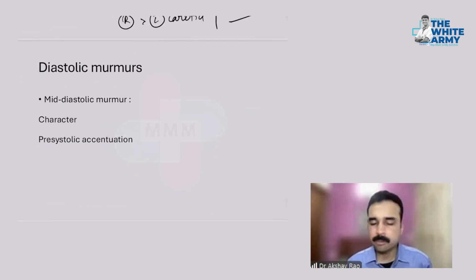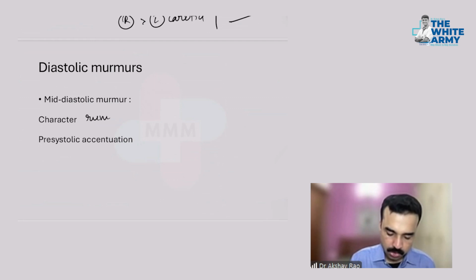Diastolic murmurs, on the other hand, are difficult. I'm talking about the valvular diseases. That means mitral stenosis and aortic regurgitation. Both cause diastolic murmurs. Both are difficult to pick up in the beginning. As a beginner, it may be slightly more challenging to pick these diastolic murmurs up. In terms of diastolic murmurs, there is mid diastolic and early diastolic, which we'll discuss. Mid diastolic murmur, generally it is rumbling character. So how does the murmur actually sound?